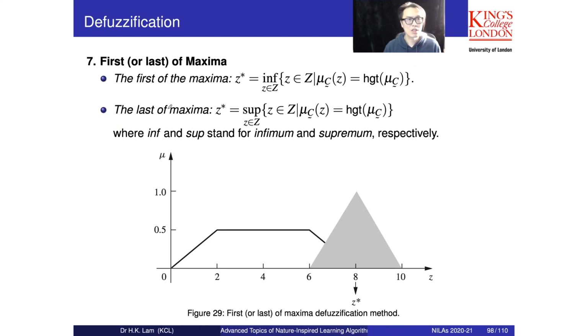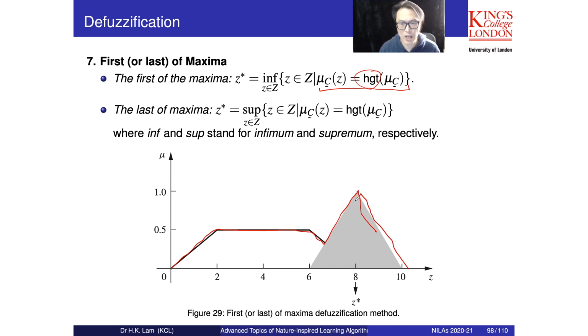The 7th method, first or last of maxima. So actually we have 2 options. The first option, the equation looks very complicated, right? But actually, when I use this membership function to demonstrate it, you will find that this equation is not very difficult to understand. When we look at this bit, remember that this is the height. That means we are going to find the maximum grade of this membership function.